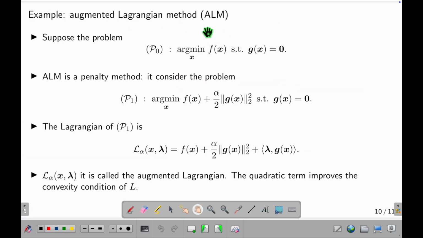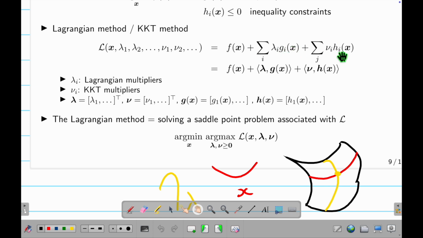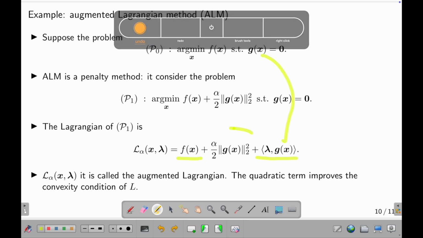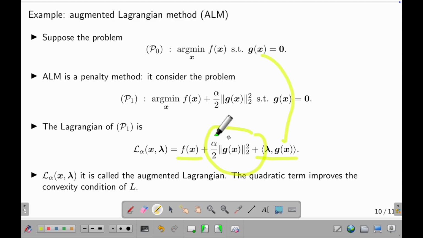And then what next? This is the Lagrangian multiplier. I add g and h into the function, right? But what if I add one more thing? I add another thing, so this is new. This is a linear term. What is this? A quadratic term. So now this is new, right?